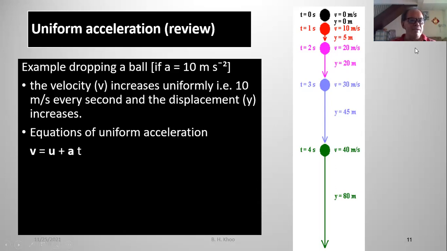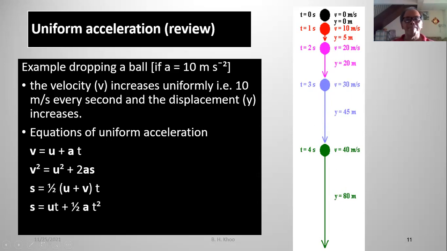And then we remember we are using equations of uniform acceleration for this type of motion. I need to remember all these formulae. It's for the case if we round off the acceleration to 10 meters per second squared. That means every second, the velocity increased by 10 meters per second. That's what this means.